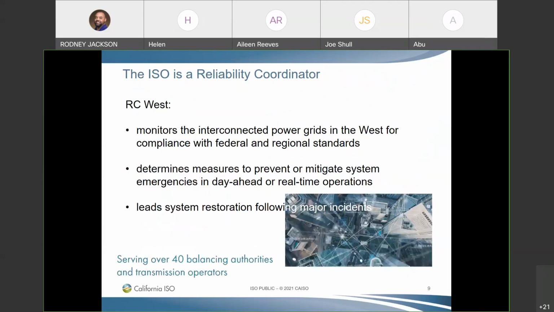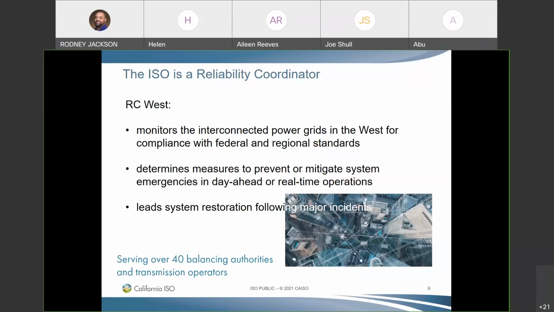Now, on November 1st, 2019, the ISO became the official reliability coordinator of record for over 40 electric balancing authorities and transmission operators across 14 western states and northern Mexico. A reliability coordinator has the highest level of authority and responsibility for the reliable operation of power grids and has wide visibility to the BES, the bulk electric system. RC West monitors the interconnected power grids in the West for compliance with federal regulation standards. This determines measures to prevent or mitigate system emergencies in day-ahead or real-time operations, and leads system restorations for major incidents.